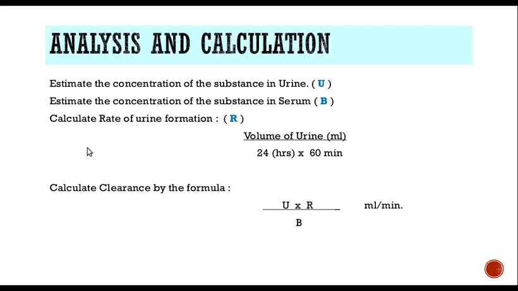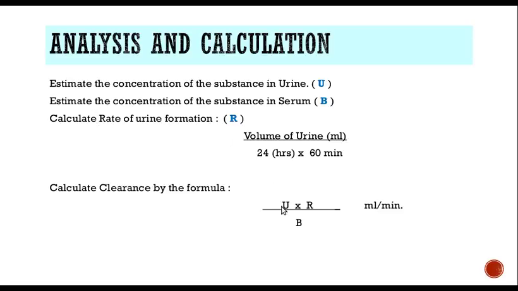Next, we use it in the formula. The formula for clearance is U into R by B, where U is the concentration of the substance in the urine, B is the concentration of the substance in the blood, and R is the rate of urine formation.